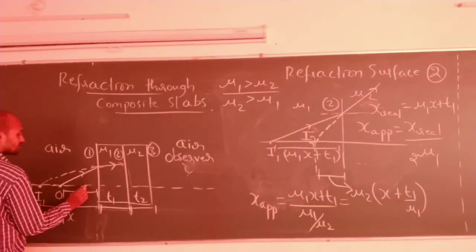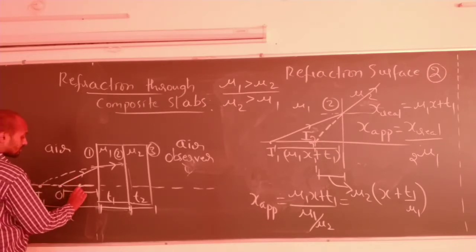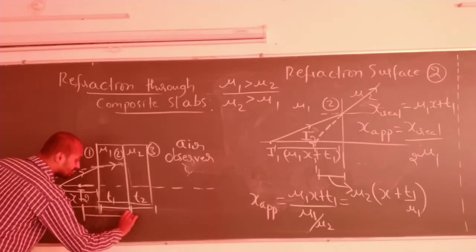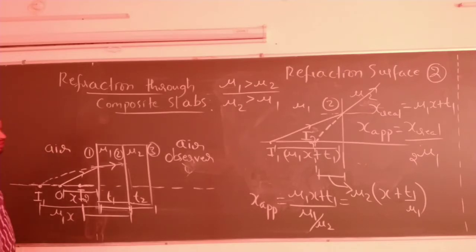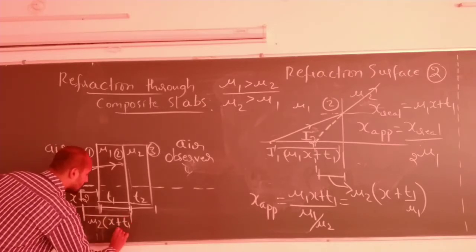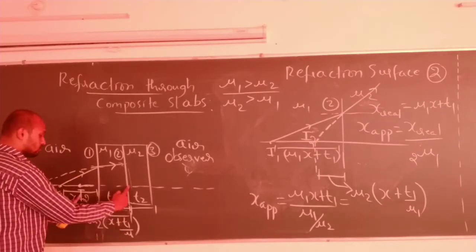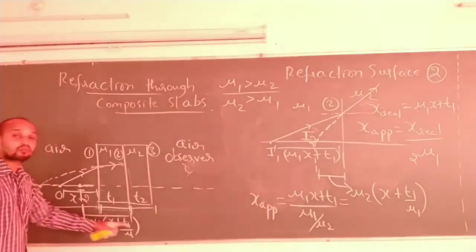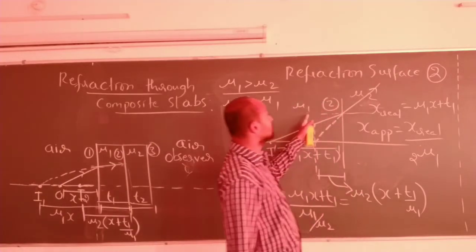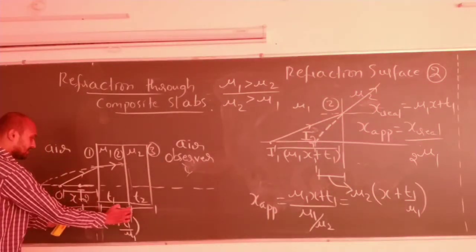Now due to the second surface, imagine I2 is formed somewhere here. So what is the distance of this I2 from the second surface? It is mu2 into x plus t1 by mu1. Sorry, mu1 is the refractive index of the first medium with respect to A. Are you getting that? So this will be the apparent depth for this surface now.